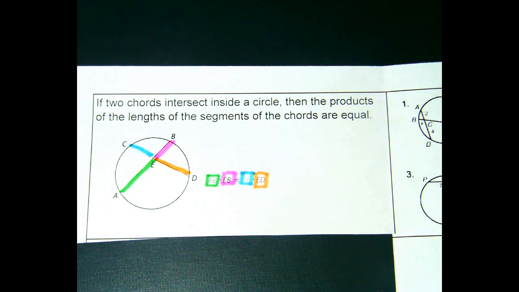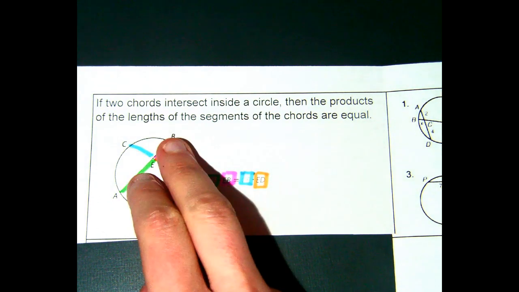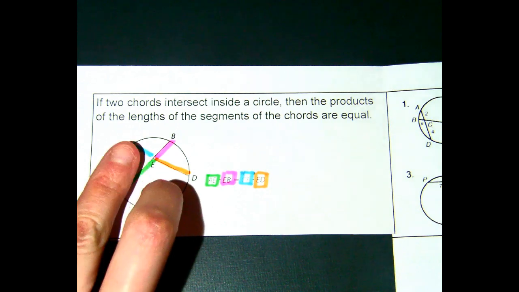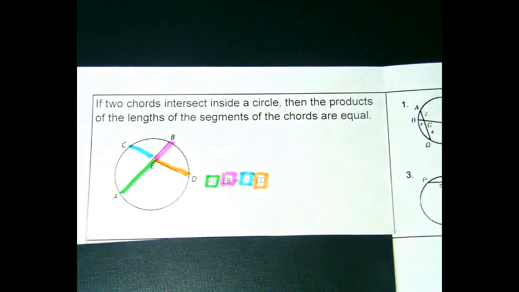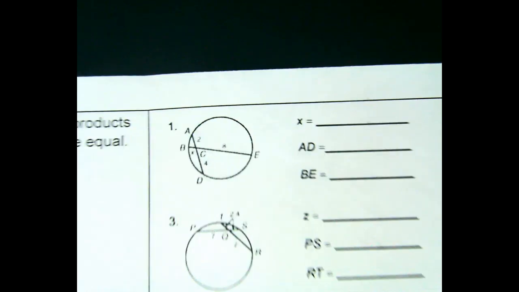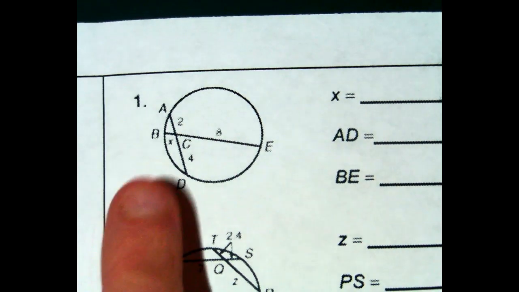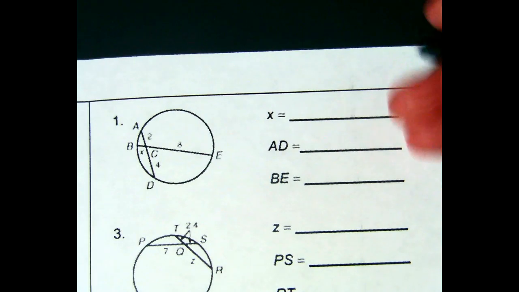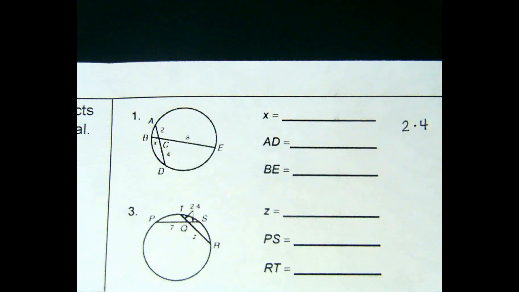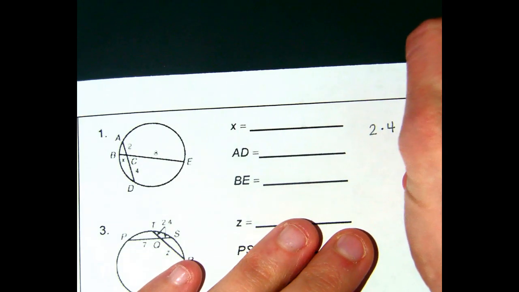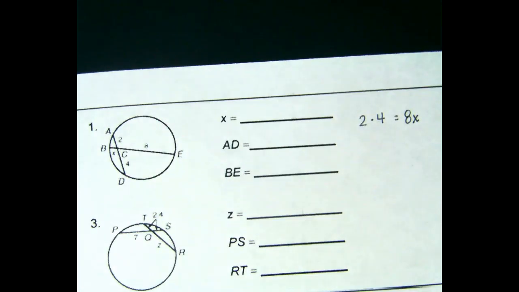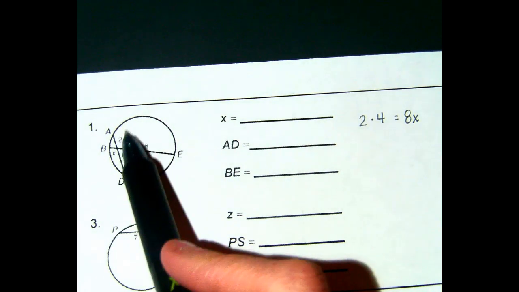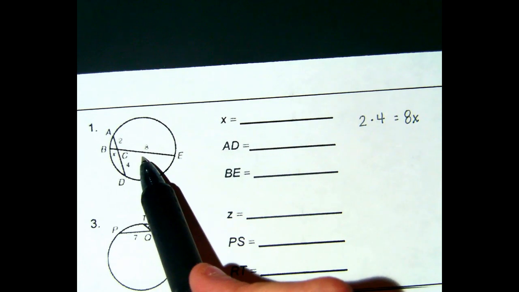So we're going to look at number 1. Notice you're multiplying the pieces on the same chord, and those are equal to the other pieces on the same chord. So number 1. How are we going to find x, which is what BC is? 2 times 4, because those two are on the same chord, equals 8 times x, which is just 8x. So 2 times 4 on the same chord equals x times 8, or 8 times x.